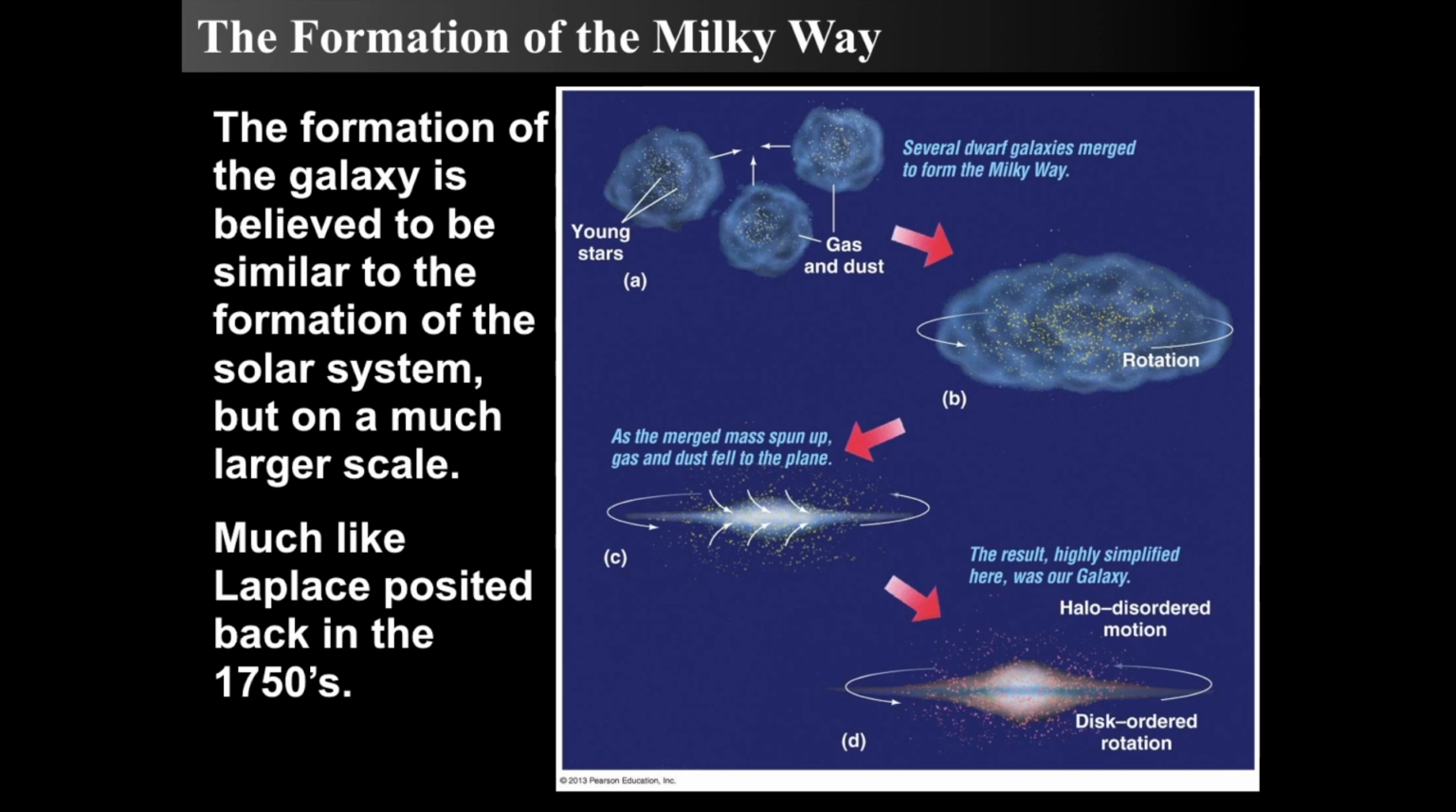And as the mass starts to spin up because material starts to fall into the plane, eventually you get something where you have a bunch of things that kind of pass through the disk, and those are the old stars in the halo.